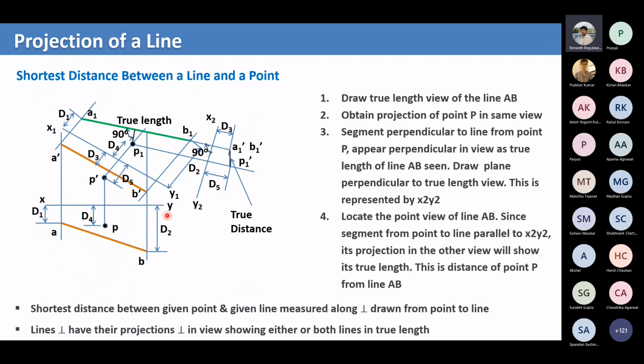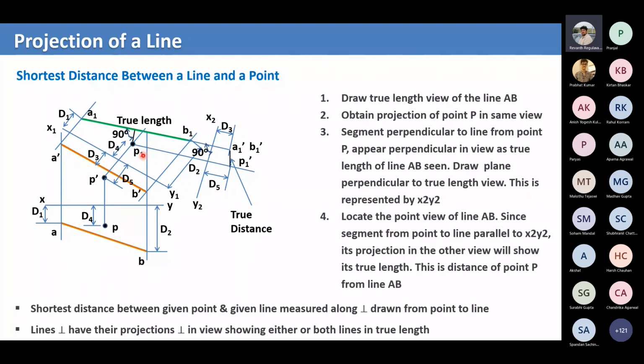There is one more thing maybe I did not mention. For the first auxiliary projection, you took the dimensions from here. So you took D1, D2, and D4, and you obtained A1, B1, and P1.